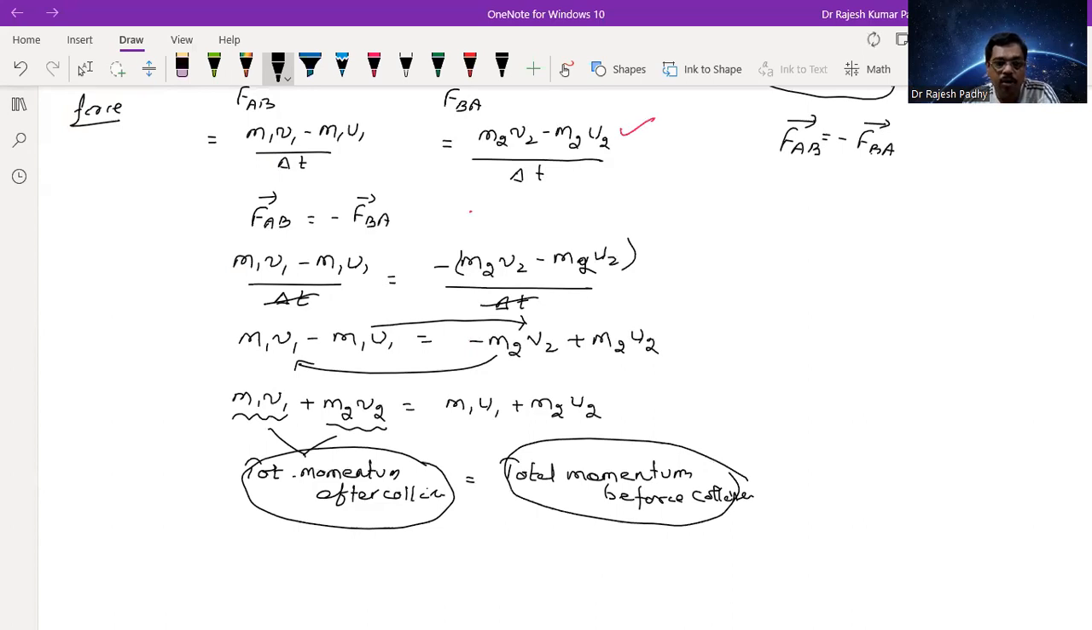Now we will go for the applications of the law of conservation of linear momentum. That we will discuss in the next session.